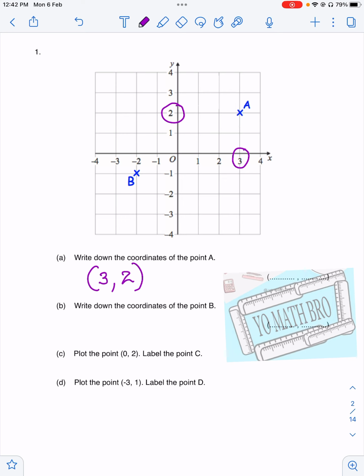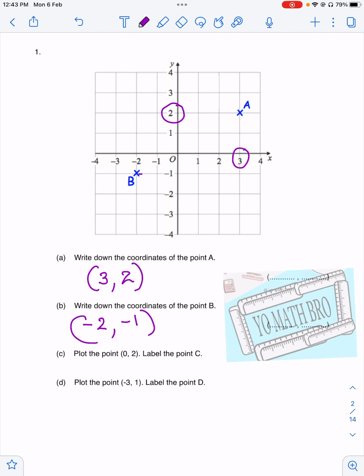They are saying write down the coordinates of point B. So let us check where the point B lies. It is lying on the x-axis. If you see, it is lying at -2. And on the y-axis, it is lying at -1. Be careful. Once you draw the line, you cannot see the minus sign, but you can always erase and get the answer.